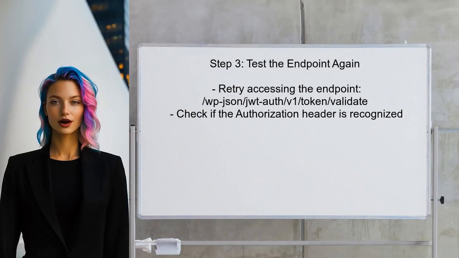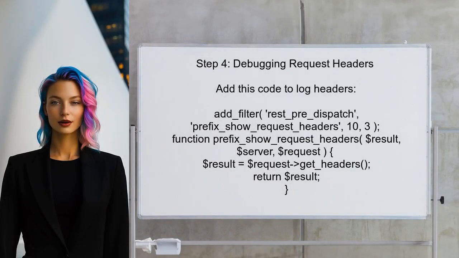The user can add the following lines to their .htaccess file if they haven't already. After updating the .htaccess file, the user should test the endpoint again to see if the authorization header is now being recognized. If the error persists, they may need to check their server configuration or any security plugins that might be stripping headers.